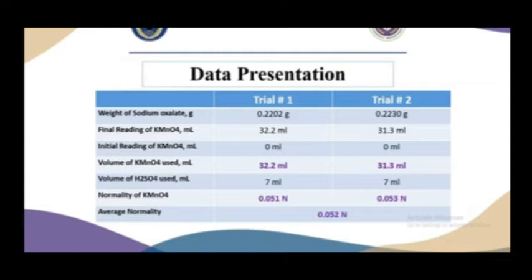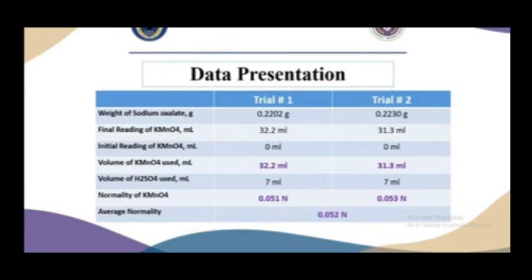So next is the volume of potassium permanganate used, also in ml. For trial 1, we have 32.2 ml, the same as the final reading of potassium permanganate. In trial number 2, we also have 31.3 ml, the same as the final reading of KMnO4. So for the volume used of H2SO4 in ml, we have 7 ml for both trial 1 and trial 2.